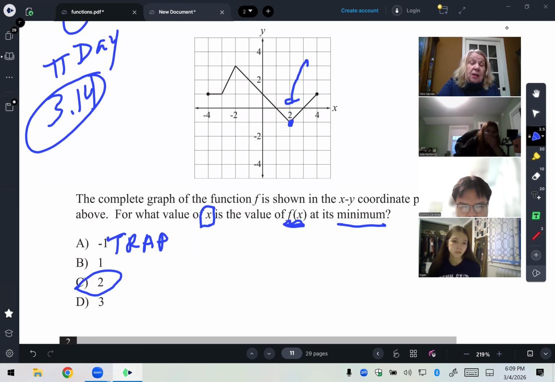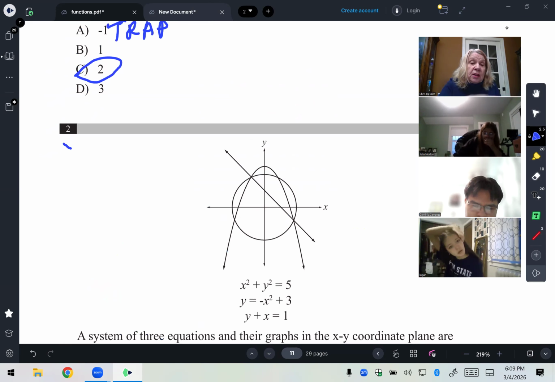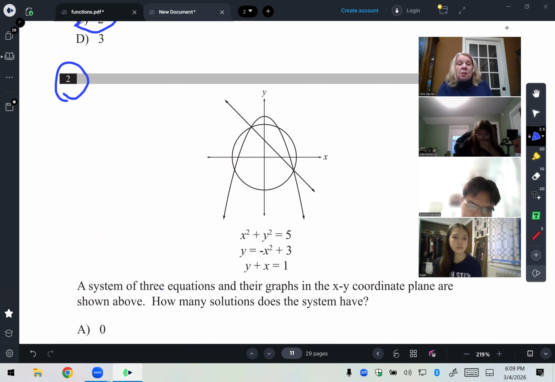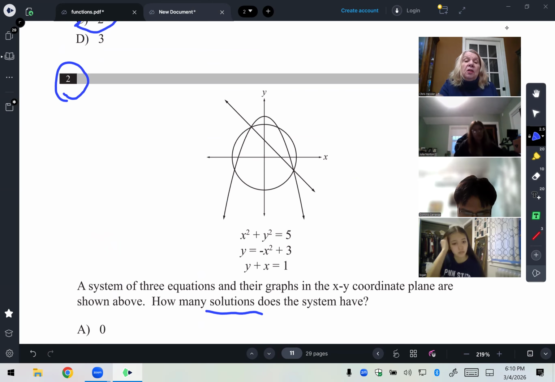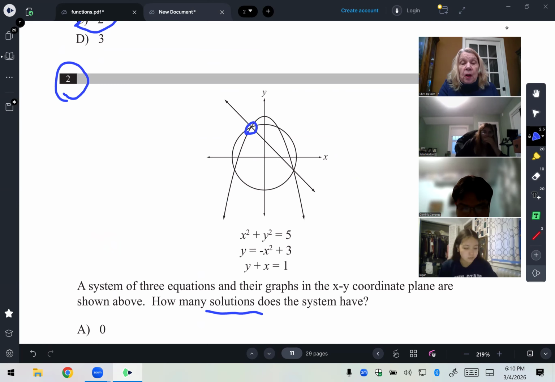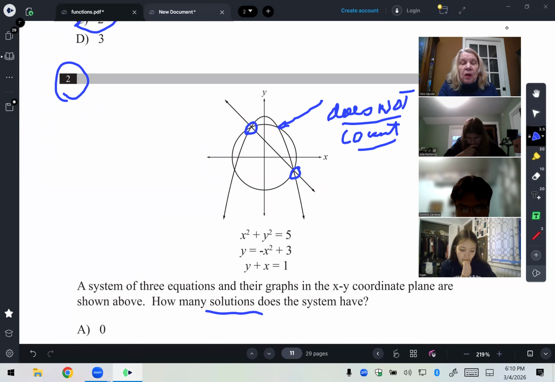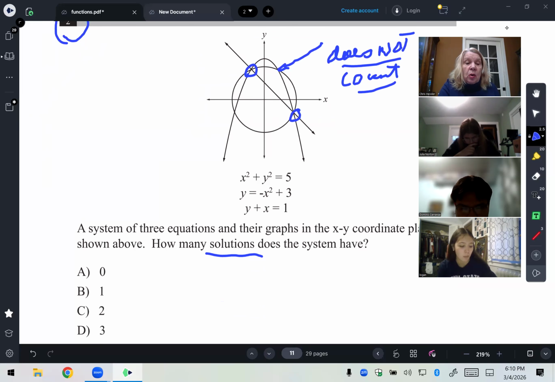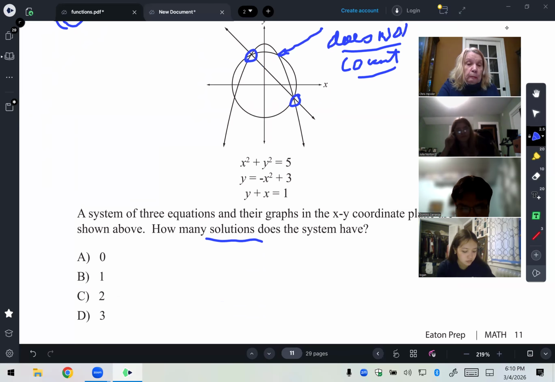Okay, this one isn't too bad. We want one like this. So for number 2, it says a system of 3 equations and their graphs in the xy coordinate plane are shown above. How many solutions? So we have a circle, a parabola, and a line, but it has to cross all 3. So it's 1 here and 1 here. This one does not count because it's only 2. So this one would have an answer of 2.